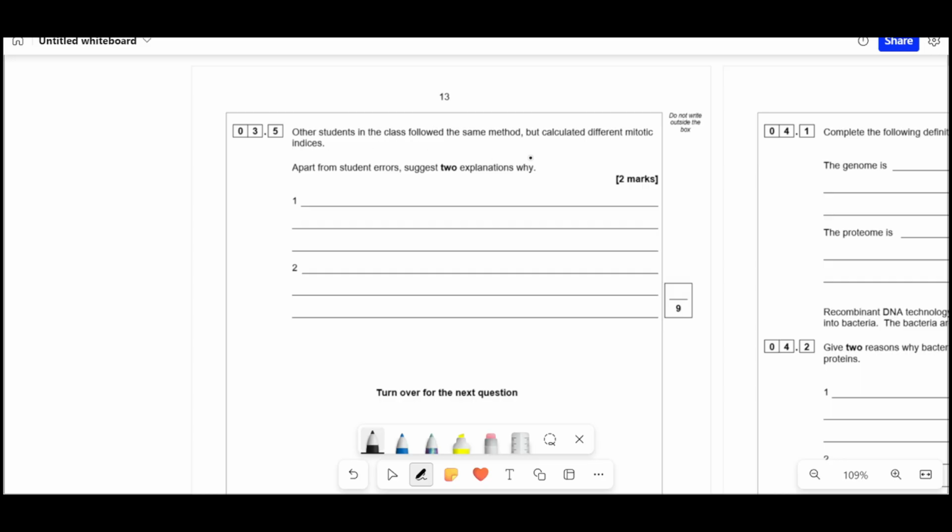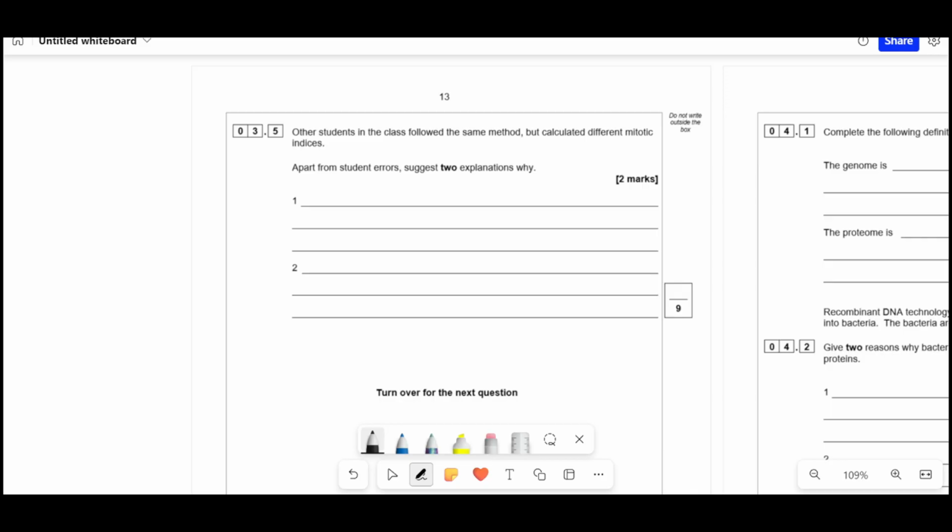So now it says other students in the class followed the same methods but got different mitotic indices. So we need to think about what's going on. Well, if you think of the mitotic index, it's the number of cells with visible chromosomes over the total number of cells observed. Now, that formula alone could imply that maybe they just happened to see more cells with visible chromosomes, or they might not have seen the same number of cells. But you've got to remember it's an index for that reason. It compares the two. So what you need to do is think about what they looked at in the experiment and how that might have skewed things instead.